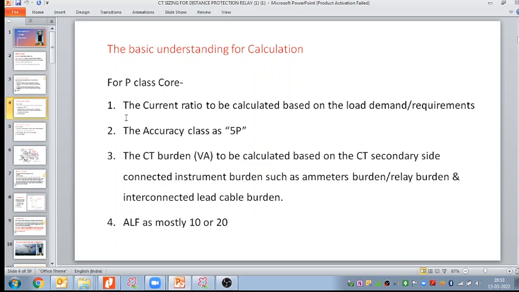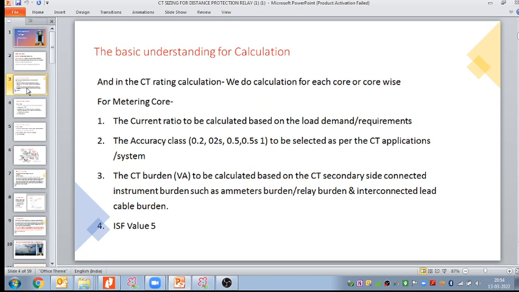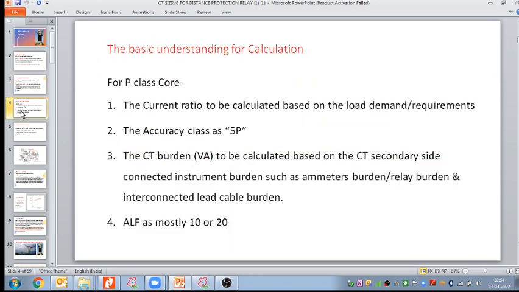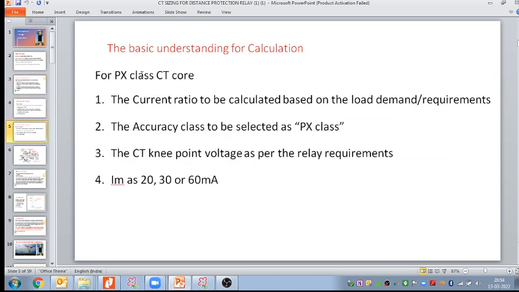So the P class CT four parameters, I hope this is clear for everyone, and the metering core for these four parameters, this is clear for everyone, right? And these two we have discussed so far in the previous sessions. Now when it comes to the PX class CT core, the CT ratio is the same as we have discussed for the metering core and the protection core; the same concept applies to calculate the current ratio.